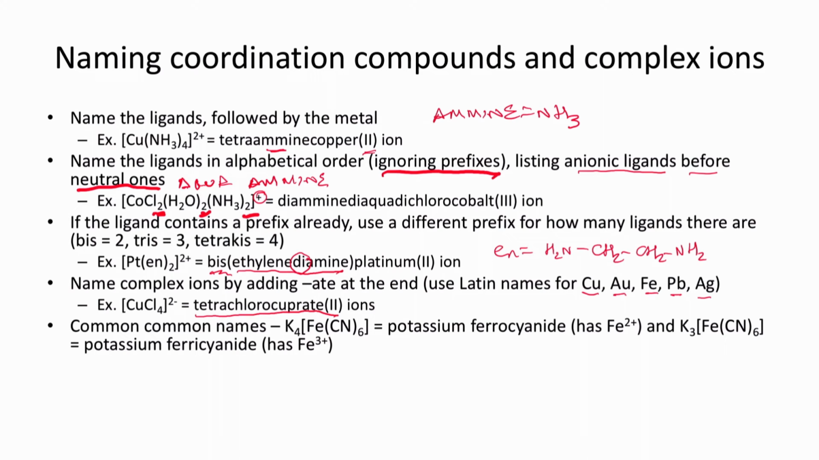Even though there are all these rules, we still use some common names that you should be familiar with. Okay, so for example, K4[Fe(CN)6] is simply called potassium ferrocyanide. And so this potassium ferrocyanide has in it Fe2+ ions in the center. But if I had ferricyanide with an I as opposed to an O, this has Fe3+ ions. That's the difference. And you see the difference in the formula here. It's K3[Fe(CN)6] instead of K4[Fe(CN)6].